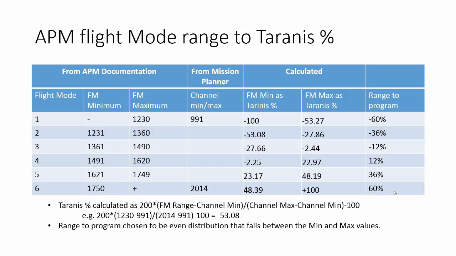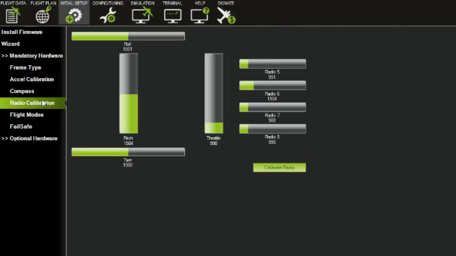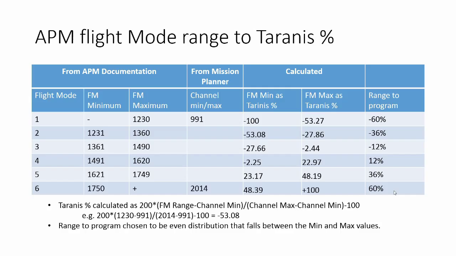So anything less than 1230 microseconds will be taken as flight mode 1. Anything between 1231 microseconds and 1360 microseconds will be flight mode 2, etc. In the middle column, I have put in what our minimum actually is, taken from Mission Planner, from our Taranis: 991 microseconds. If we use the default of 1000 microseconds, 1 millisecond, that should be sufficient.